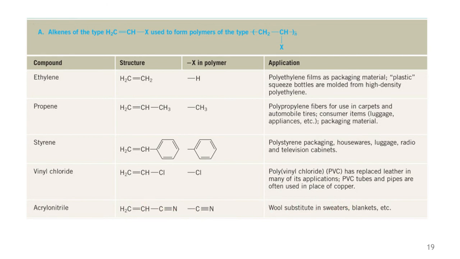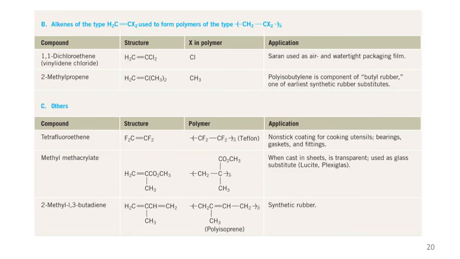Polyacrylonitrile is a wool substitute. Think acrylic fiber, that's what that refers to. 1,1-dichloroethylene when polymerized gives us saran wrap, packaging wrap. 2-methylpropene when polymerized gives isobutyl, or what's called butyl rubber, synthetic rubber. Tetrafluoroethylene when polymerized gives us Teflon, polytetrafluoroethylene, non-stick material.